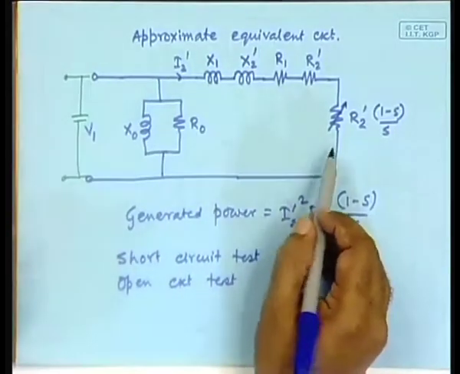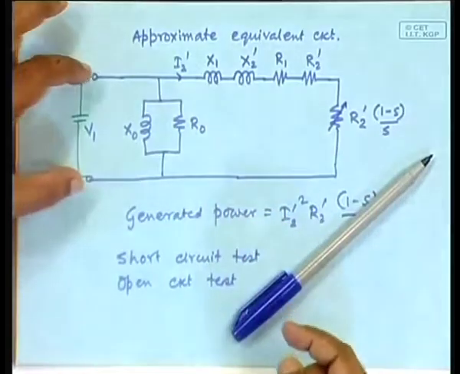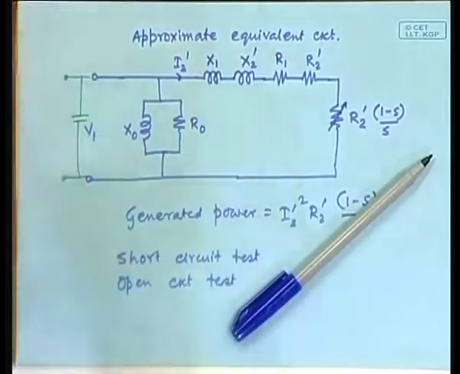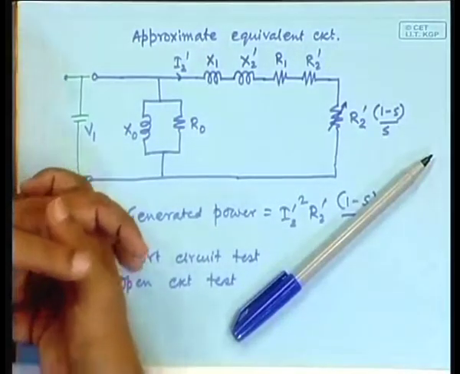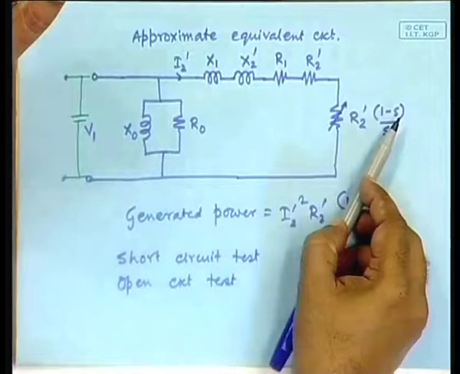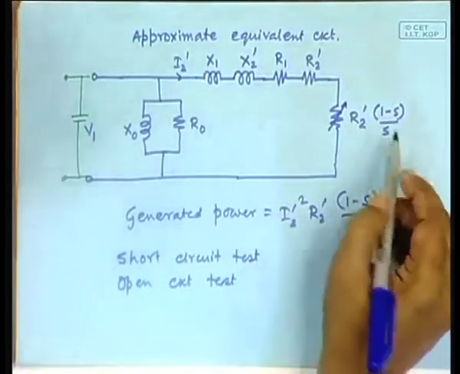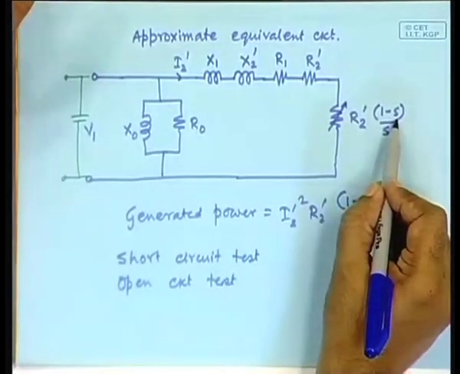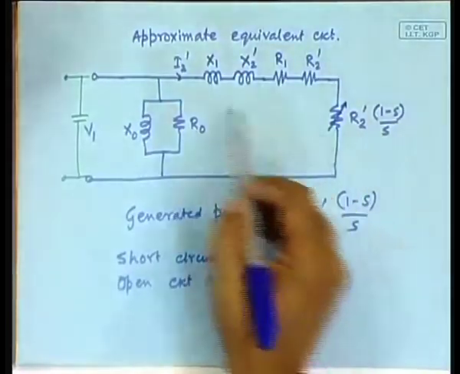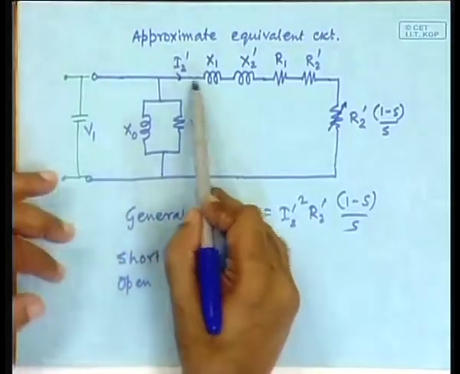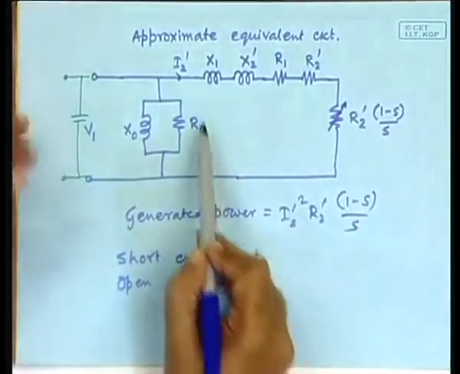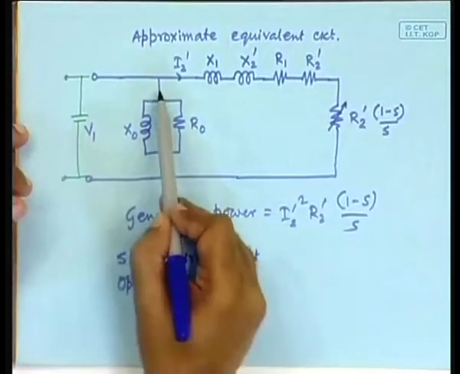In the short circuit test, we give a supply, maybe not the full voltage, but some voltage, and hold the rotor without allowing it to rotate, which means the slip will be 1. The slip being 1 means this element is 0. So you have only this circuit, and the reactance of this one is much lower than the reactance of this one. So effectively you can forget it.